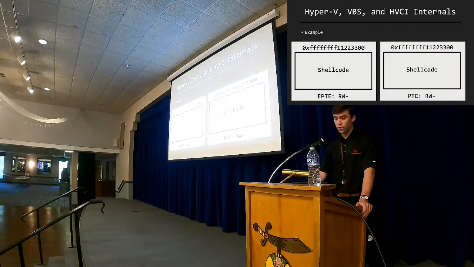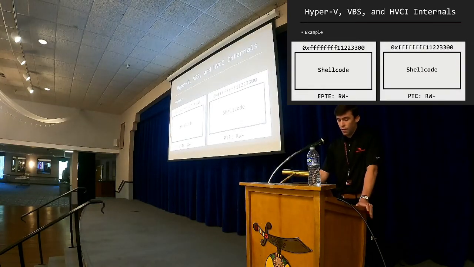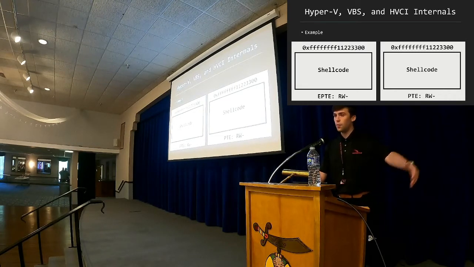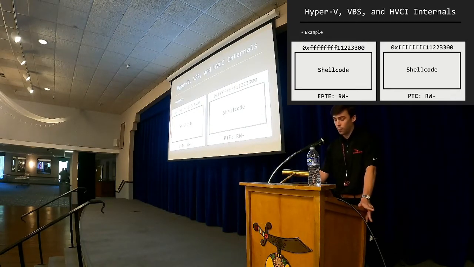Here's kind of what that looks like. So in this example, we have a memory address, and we have a PTE, which we saw earlier, so this describes this memory page as writable and readable. Then we have an associated extended page table entry, which again is managed by the hypervisor.